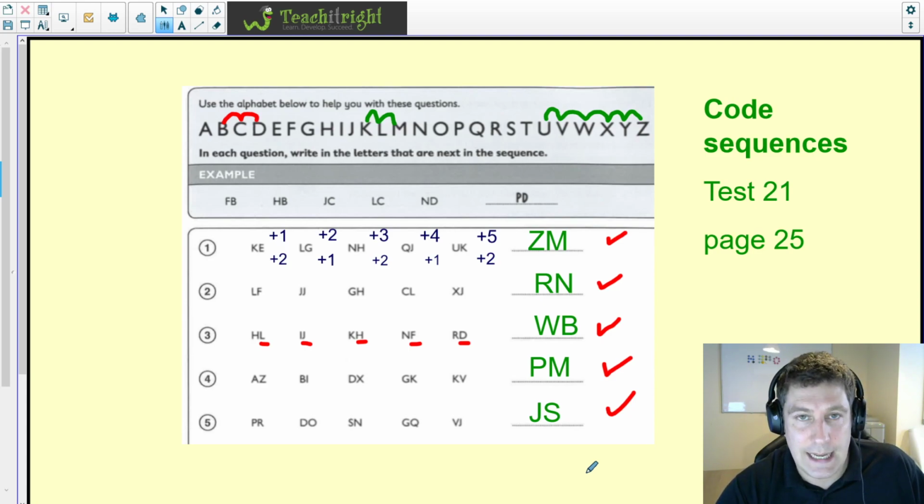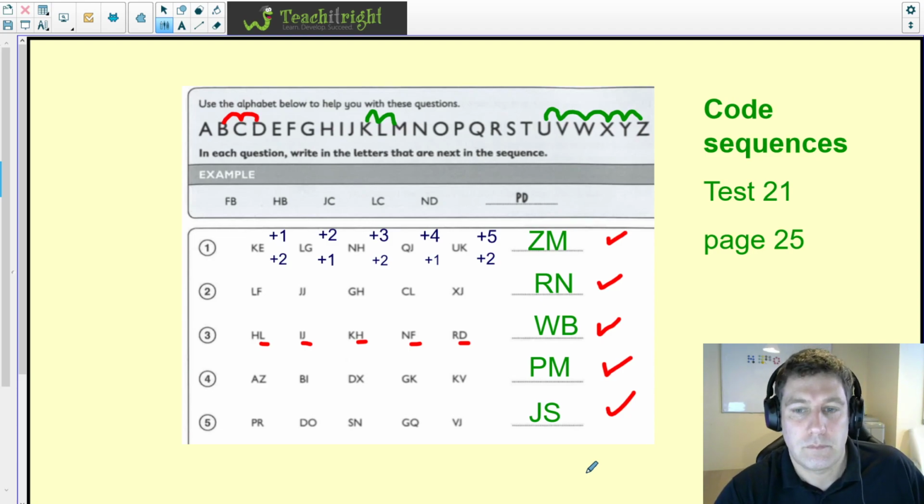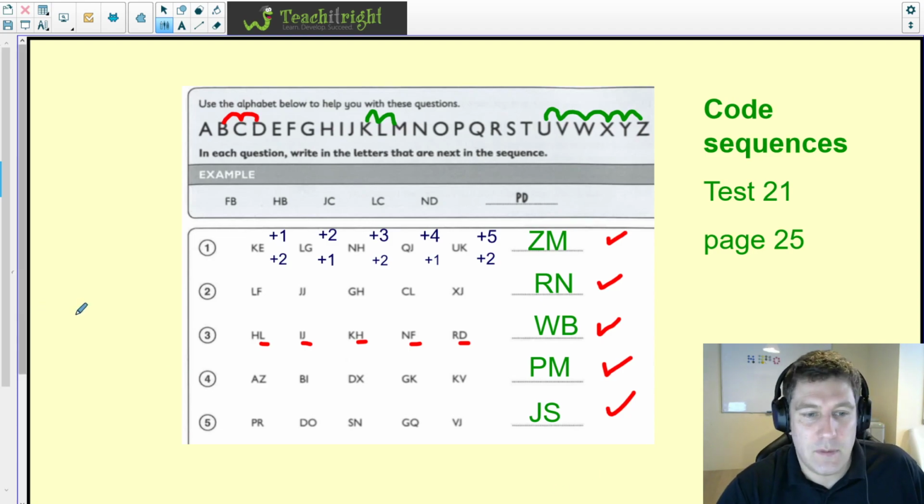So remember, missing a letter. We did practice those in the lesson. You might remember doing that. And then the second letter is every other letter, but it's minus 4 and then plus 2. So well done if you managed to get 5 out of 5.